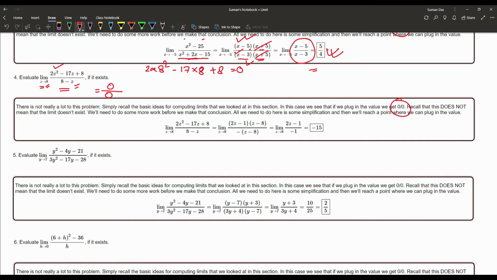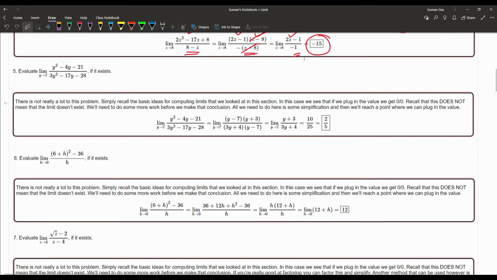In the same way we are factorizing the numerator, and after factorization of the numerator we get the factors 2z minus 1 into z minus 8. For the denominator we take minus 1 common, and we get 8 minus z as minus of z minus 8. So we can cancel that z minus 8 and we get the function as 2z minus 1 by minus 1. So put the value of z as 8 here and the final result is minus 15.